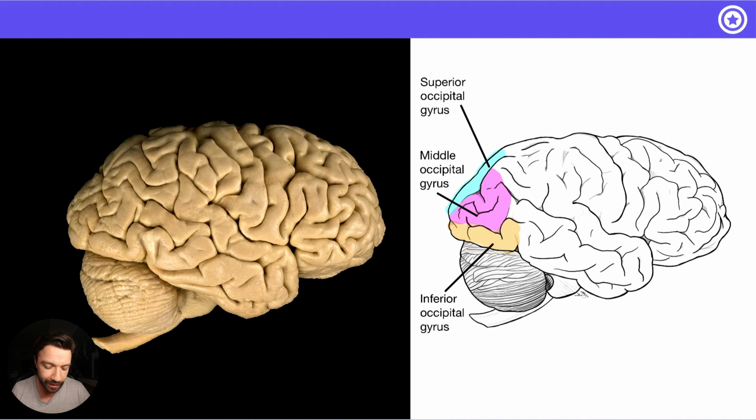So what does this look like on this image? Well, again, we're going to find that parietal occipital sulcus. We're going to find that superior occipital gyrus right here. We'll find the inferior occipital gyrus right here. And then right there in the middle, we're going to have that middle occipital gyrus.